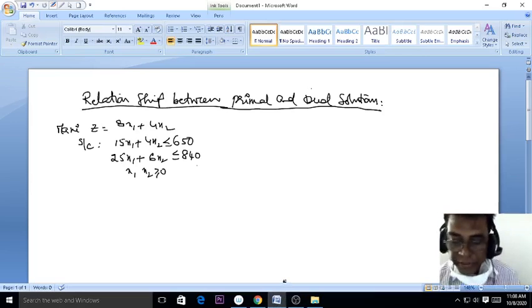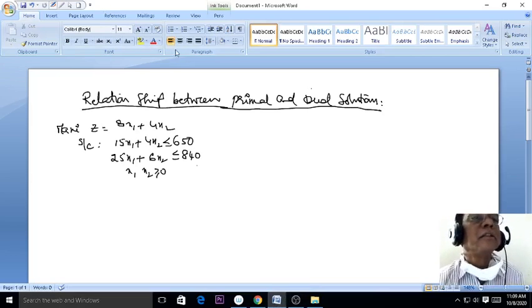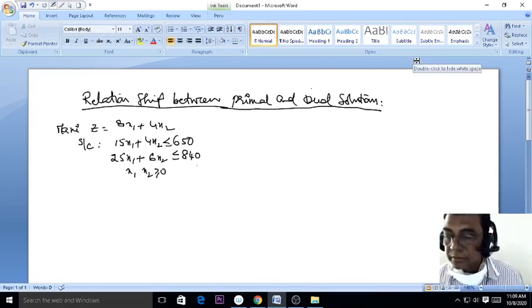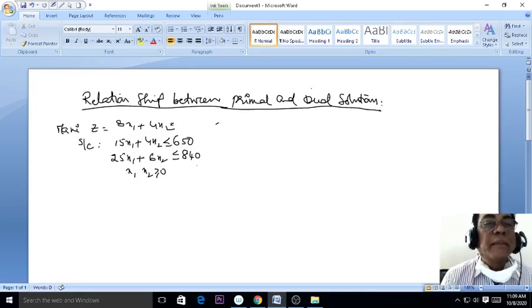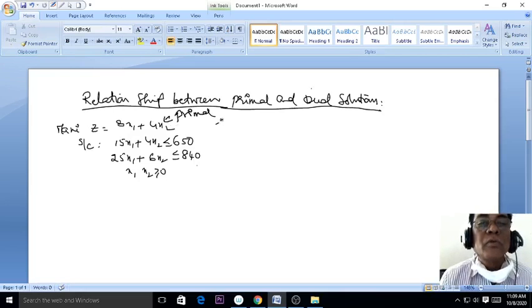So let's come to the point. x1, x2 greater than or equal to 0. Now the problem is given like this. So this is called the primal. This equation is called the primal. So how do we convert the primal to the dual?